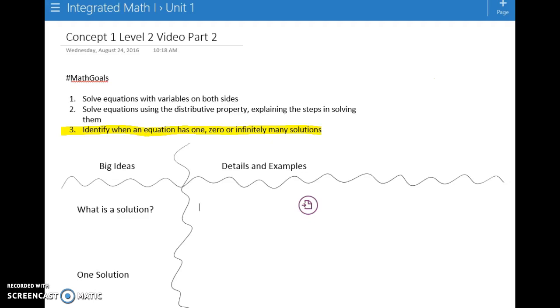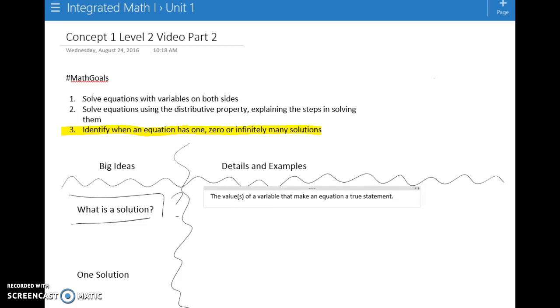In this video, we're going to review the math goal. I can identify when an equation has one, zero, or infinitely many solutions. All right, so the first big idea or question is, what is a solution? A solution is the value or values of a variable that make an equation a true statement.